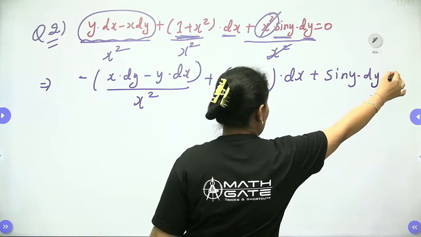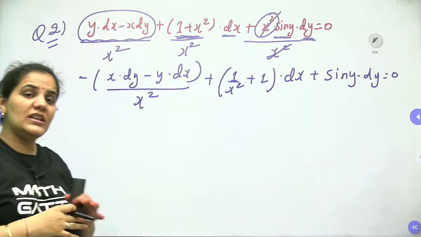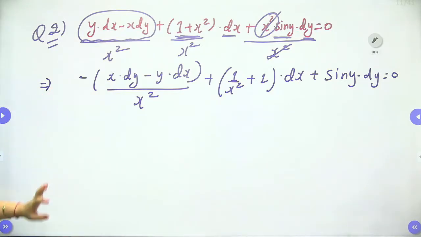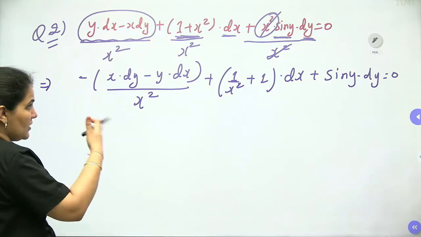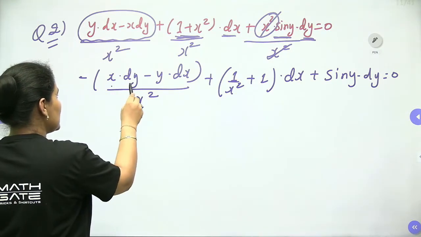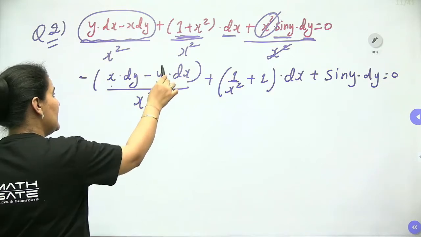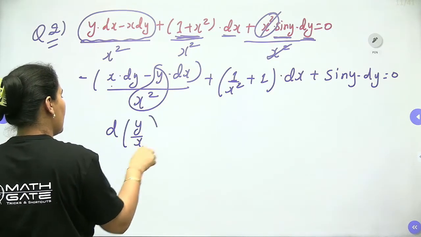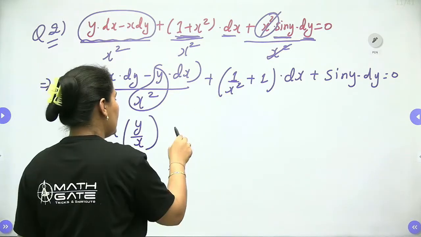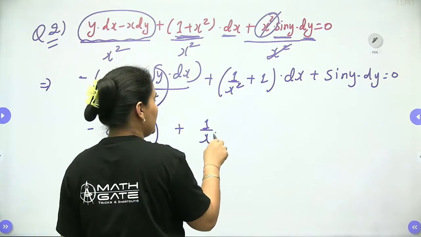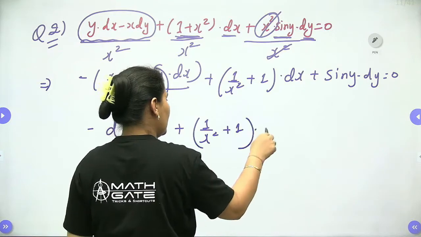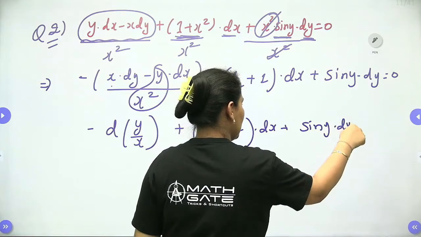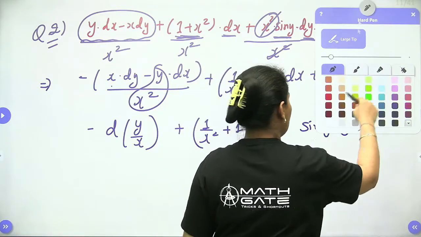Now your question is very simple. Within only two lines you are getting the answer. It's a very simple question to approach. If you can understand my point, the question is done here. Why? Because x dy minus y dx divided by x square, with the negative sign, is nothing but the derivative of y by x. We have to integrate only, because ultimately we have to find the solution. So let's integrate each and every term, integrating both the sides.